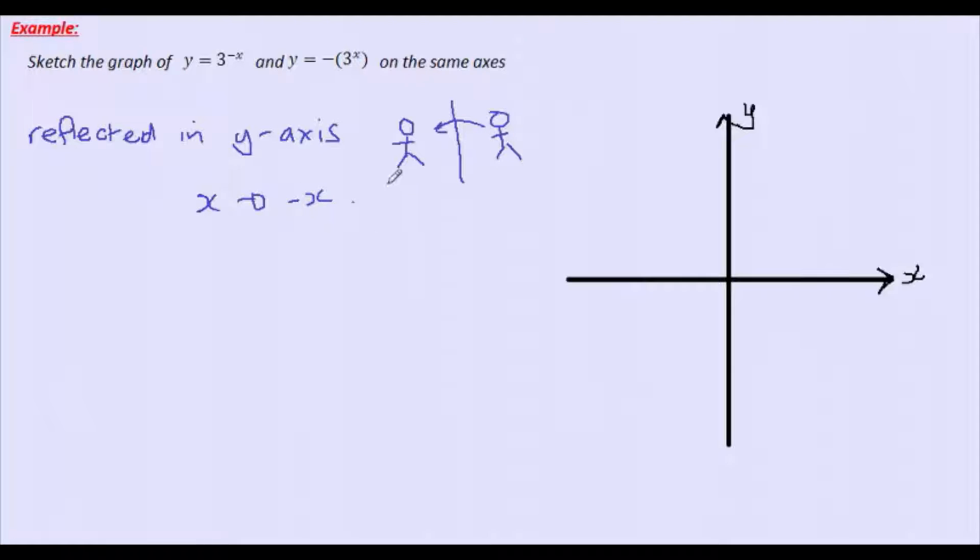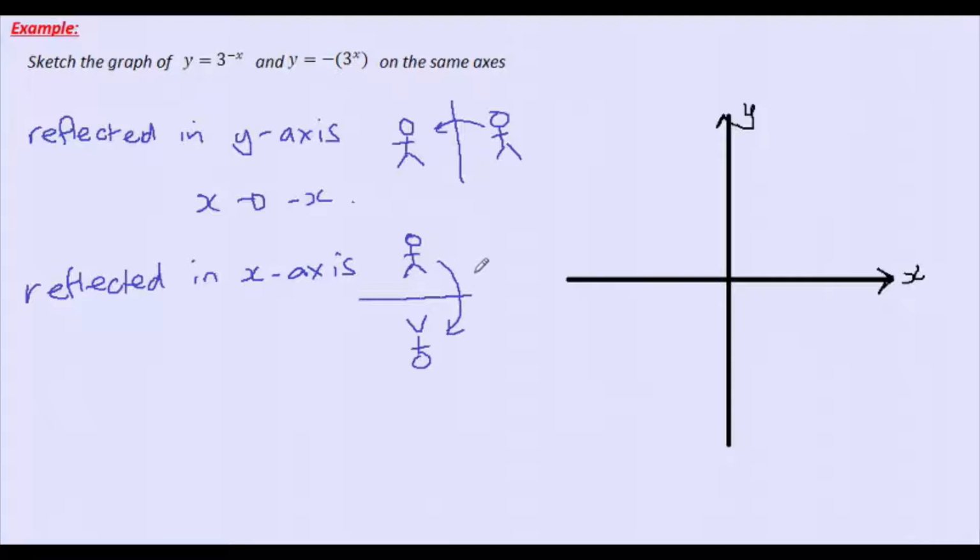If it's reflected in the x-axis, then let's quickly draw a couple more awesome pictures. You can tell why I'm a world famous artist. Then this image now looks like that. So it's my y's that change, and here my x's change.